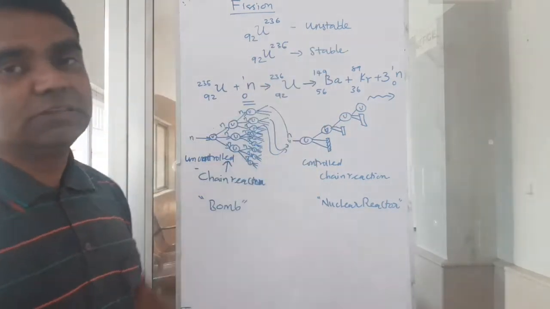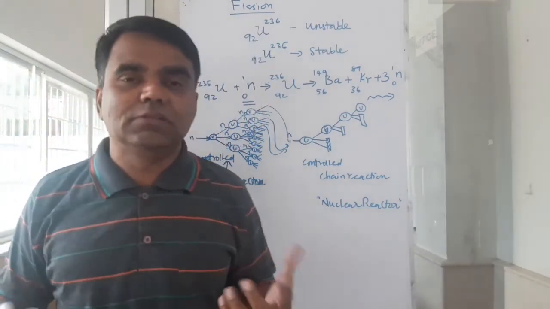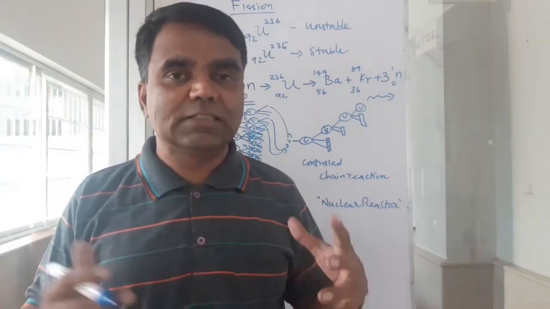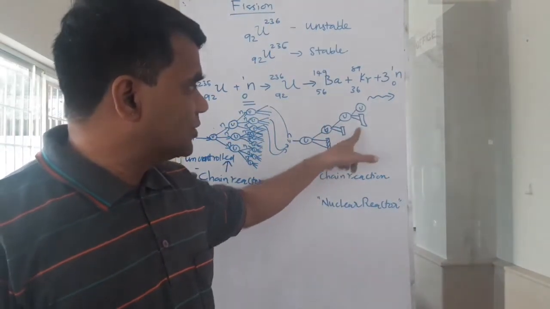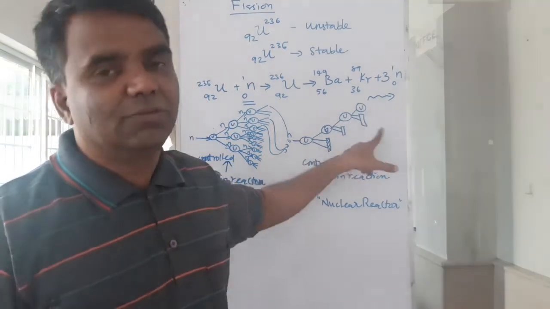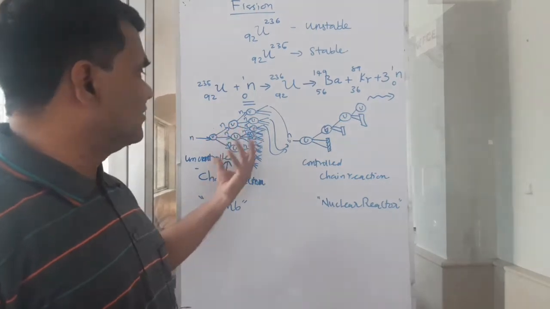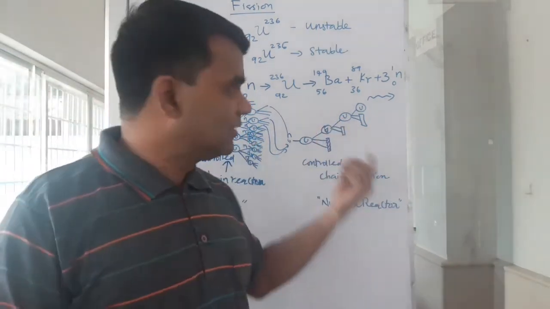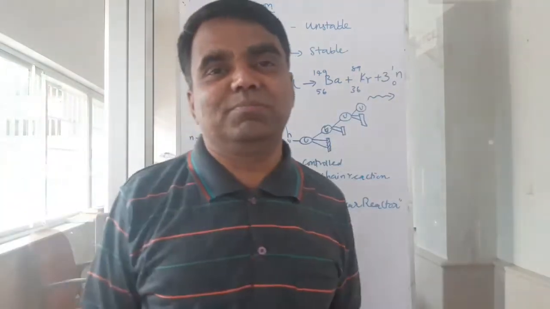But the process is the same. So when does a nuclear reactor explode? Like it happened in Chernobyl in Russia long ago, in the 80s. When this fails, when you fail to suck up the excess neutrons, then you're going to end up like this. So when the control rods in the nuclear reactor fail, then this is what will happen. Then it becomes a bomb.